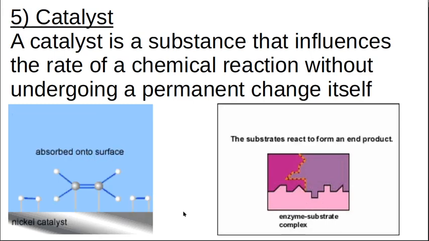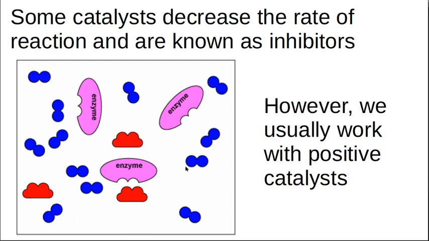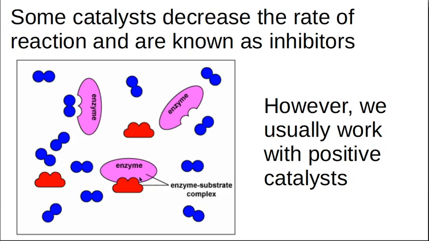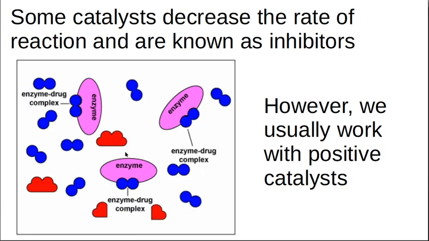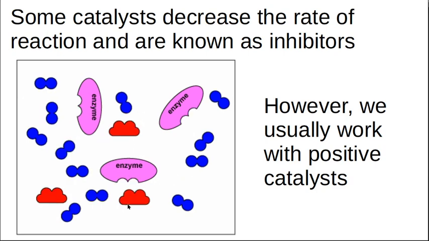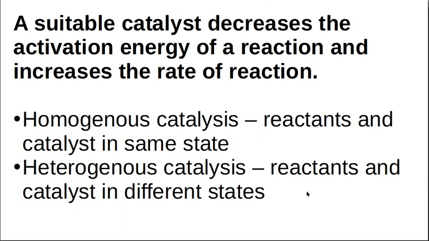These are positive catalysts. There are inhibitors or negative catalysts, and these are like enzymes where you can put stuff in. So this enzyme is supposed to break this red thing up into two little hearts, but these little blue things fit inside the enzyme. And the moment there's little blue things inside the enzyme, the little red things can't go in there and be broken apart. So this would be an example of a negative catalyst. But we don't normally deal with this. We usually just deal with positive catalysts, which help everything go faster.